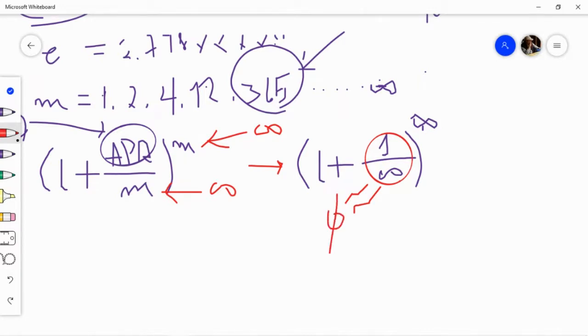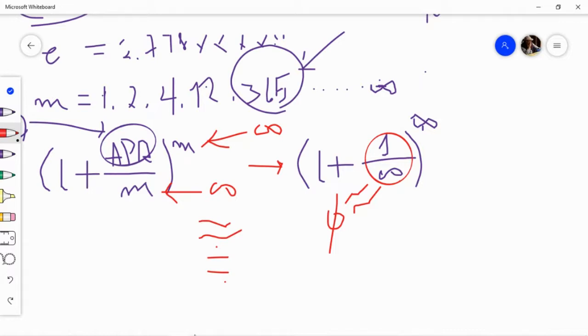This double wave sign, or sometimes dots above and below an equal sign, means approximately equal to. Approximately equal to. That means it's not quite 0, but it's close to 0, right? But that's the logical thinking.